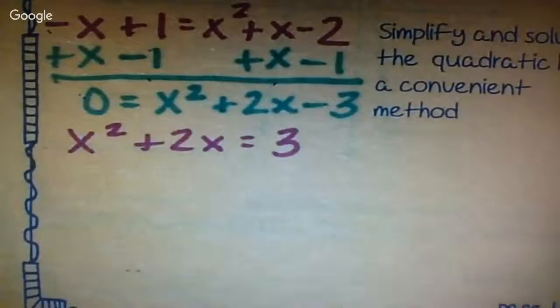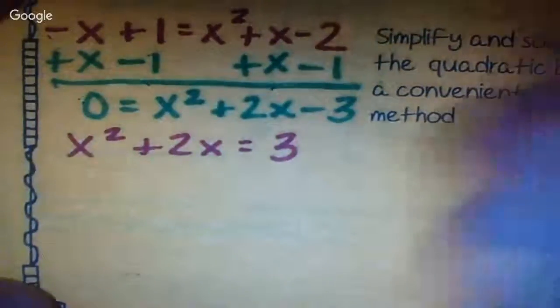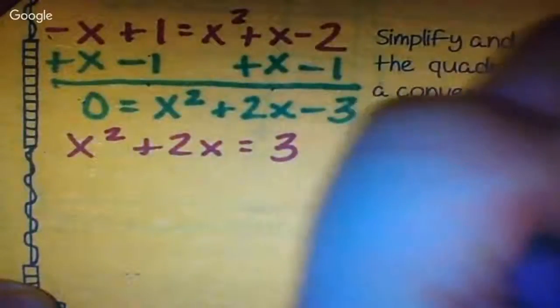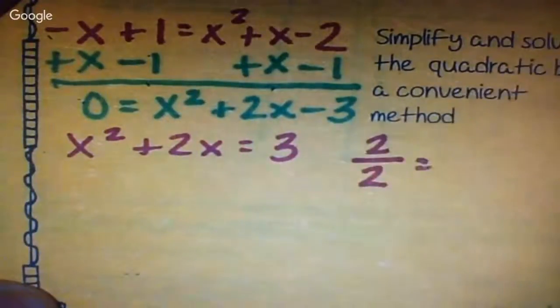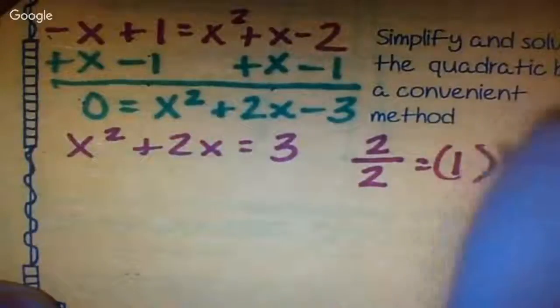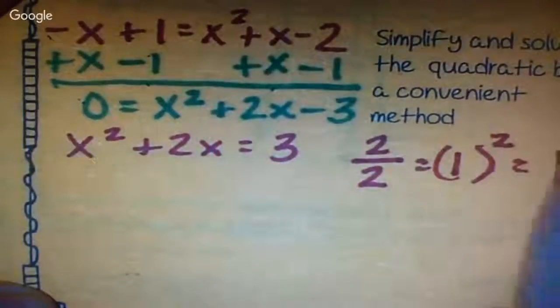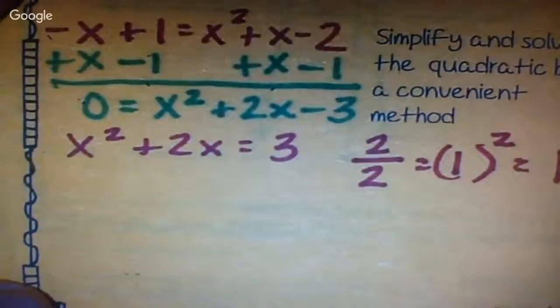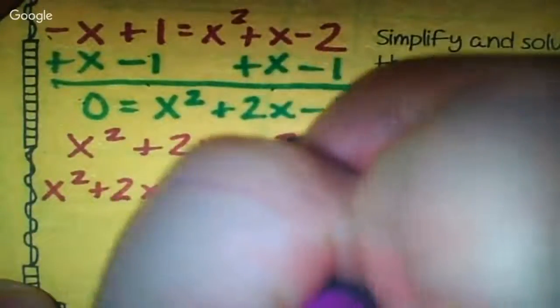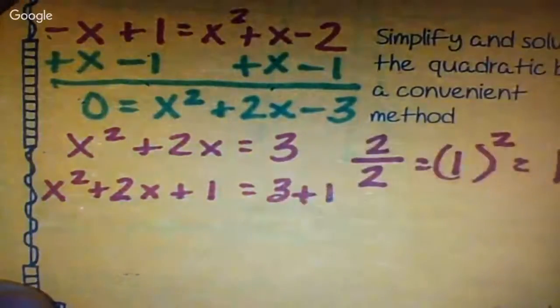Please don't get confused because I switched the sides of the equal sign that everything was on. You are allowed to switch both sides. Okay. So now we need to take B, cut it in half, which gives me 1. When I square it, 1. So this becomes x squared plus 2x plus 1 equals 3 plus 1.